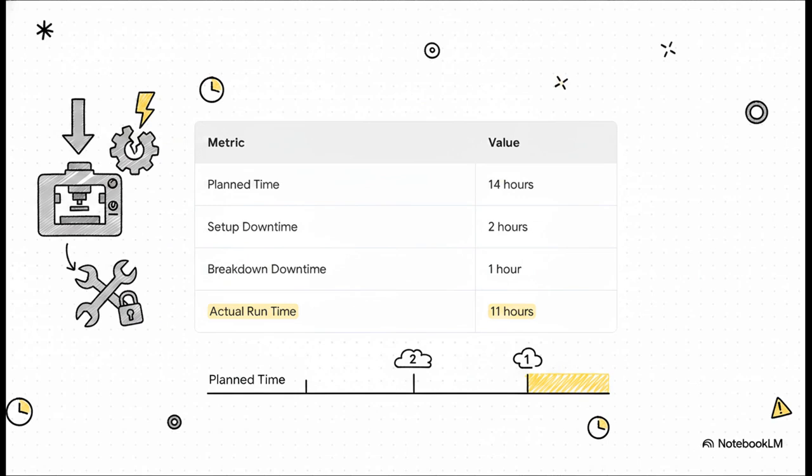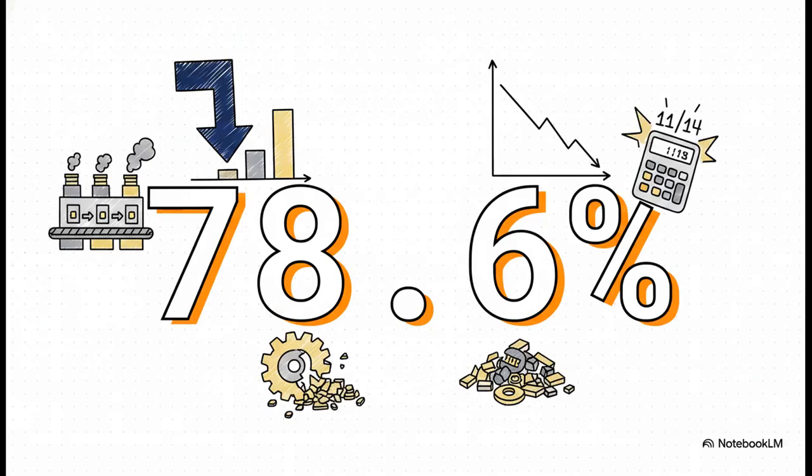But right out of the gate, we lost 2 full hours to that mold changeover. And on top of that, there was another hour of breakdown. That's 3 total hours of downtime, leaving us with only 11 hours of actual runtime. And you can probably guess what that does to our score. We divide 11 by 14 and our availability just plummets to 78.6%. That is a huge drop.